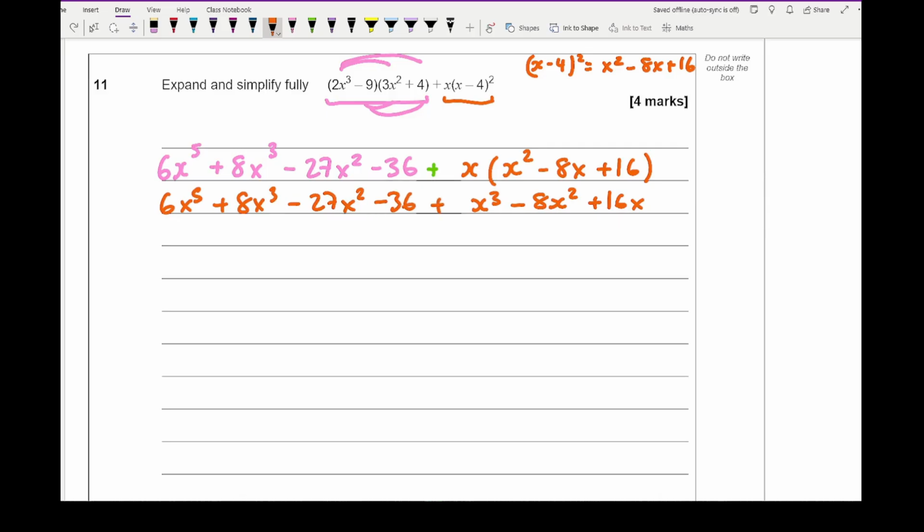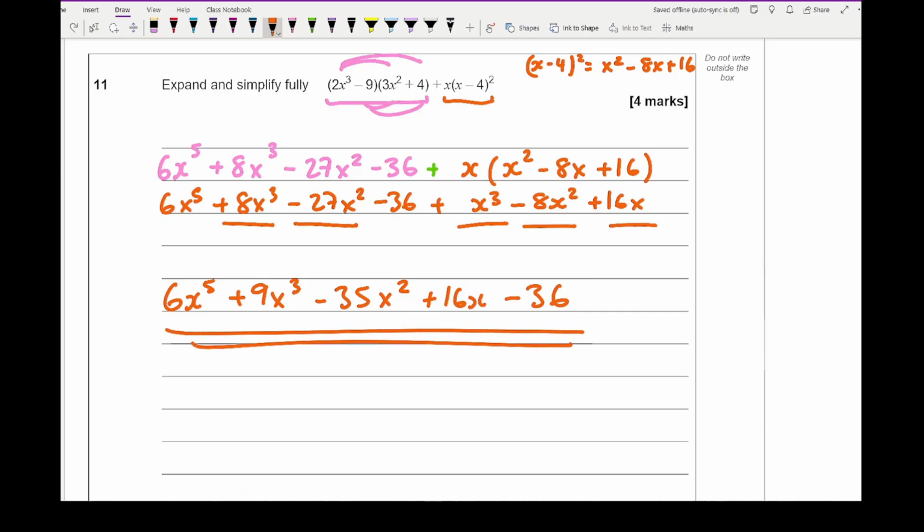and then all I then need to do is collect the like terms. So how many x to the power of 5s have I got? Well, I've got 6 of those. I've got no x to the power of 4, so that squashes it. Then in terms of things with x cubed, well, I've got those two things there. So adding those two up, I get 9x cubed. Looking at the x squareds, I've got minus 27 and minus 8, and that's going to give me minus 35x squared. Then things with single x's is just plus 16x, and any constants is just minus 36, and that there is my final answer.